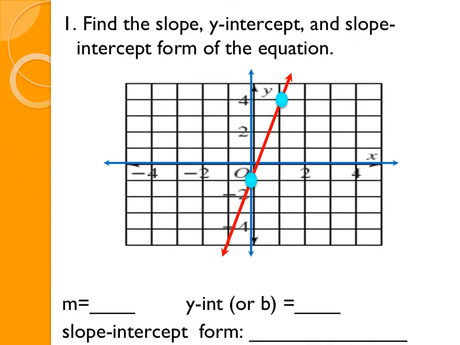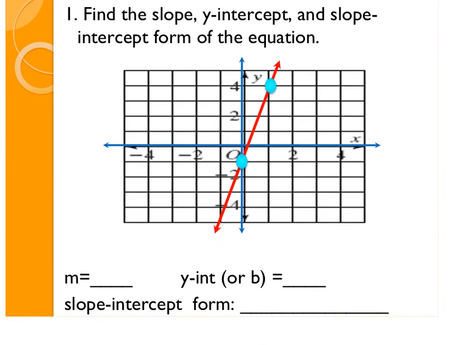Find the slope, y-intercept, and slope-intercept form of the equation. I always like to find my y-intercept first, okay? I'm going to write my equation here. y equals mx plus b, and my slope is rise over run. So I'm going to find my b first. I'm going to find where my line crosses the y-axis. Okay, this is your y-axis right here. See my line? It crosses my y-axis right here at negative 1.